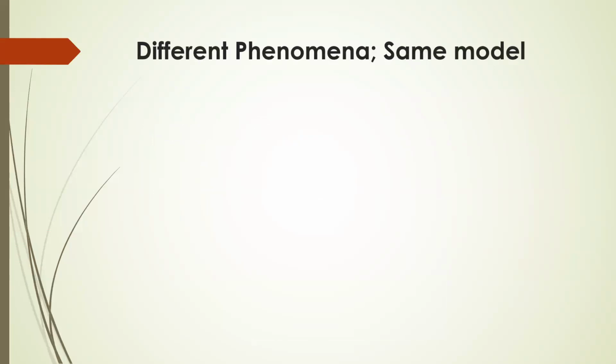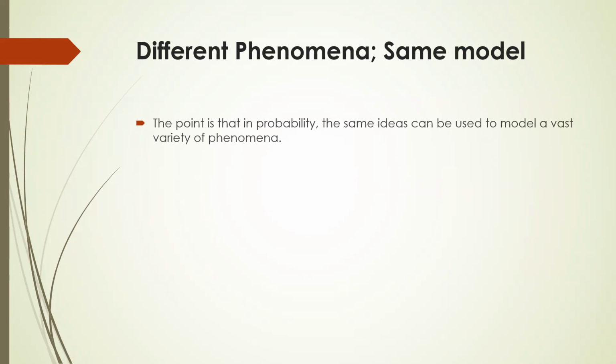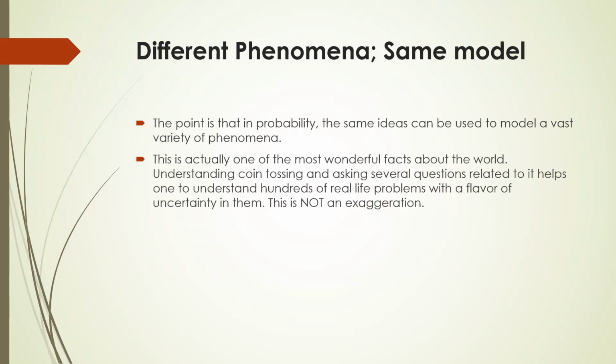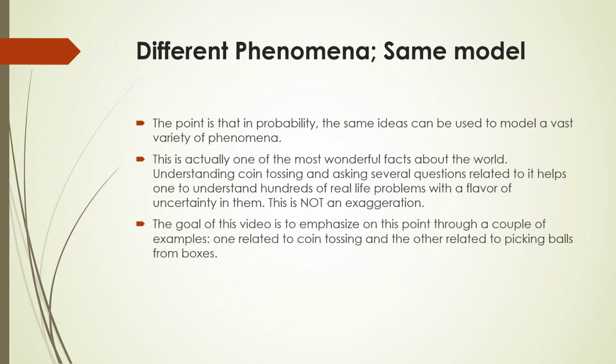Different phenomena, same model. The point is that in probability, the same ideas can be used to model a vast variety of phenomena. This is actually one of the most wonderful facts about the world. Understanding coin tossing and asking several questions related to it helps one to understand hundreds of real life problems with a flavor of uncertainty in them. I must emphasize that this is not an exaggeration. The goal of this video is to emphasize this point through a couple of examples, one related to coin tossing and the other related to picking balls from boxes.